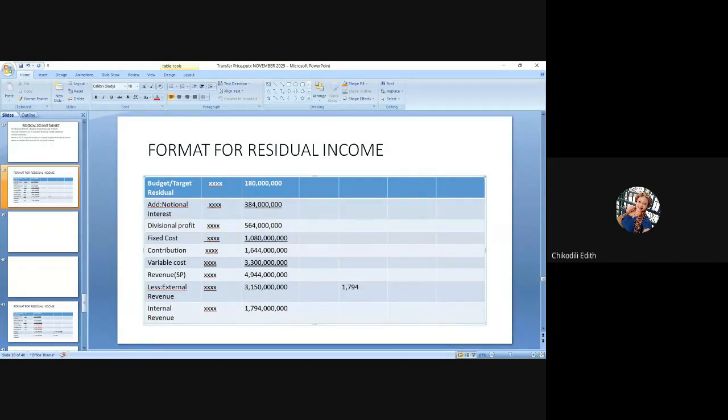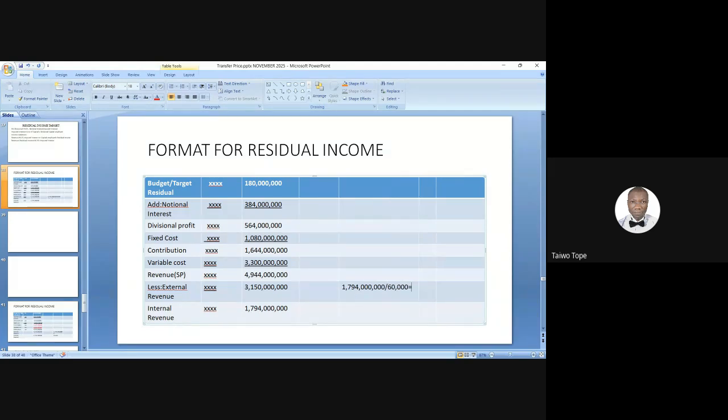29,900. So that would be the transfer price for you to hit that targeted residual income. That will be the transfer price. So you divide this by 60,000 tires. So that will be the internal transfer price, the internal transfer price to meet the target residual income.